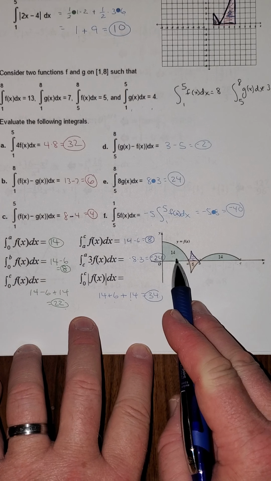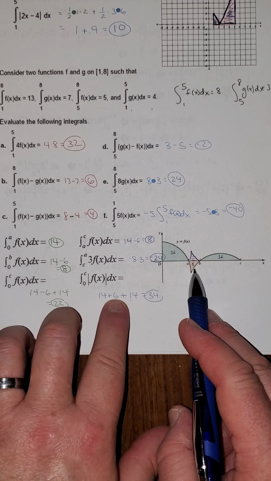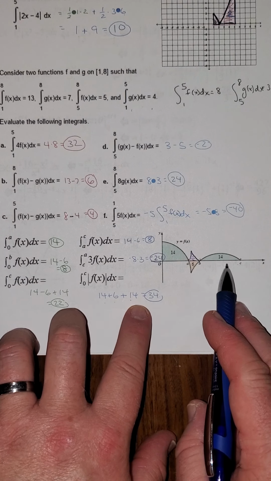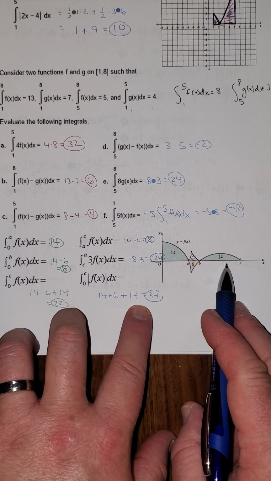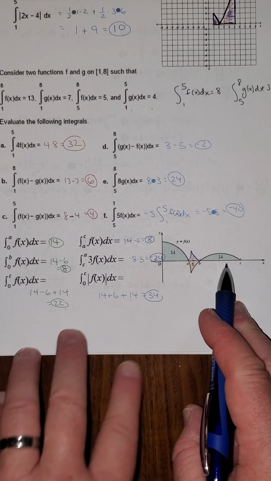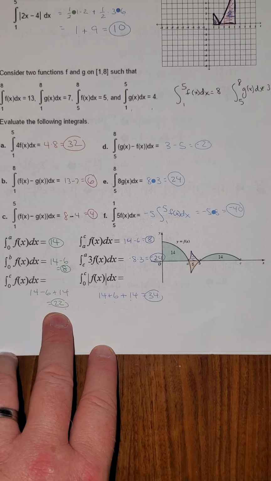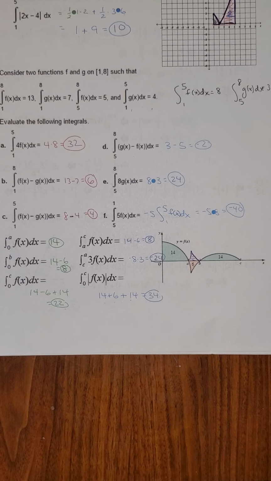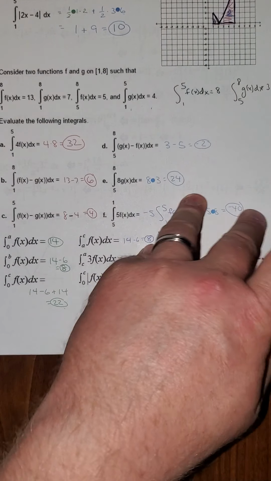He or she went 14 to the right. He or she went 6 to the left. He or she went 14 to the right. That person traveled an entire distance of 34. But their displacement is only 22 units from where they started. So there are some applications for this. Okay, and we'll get into that more next year in calculus.